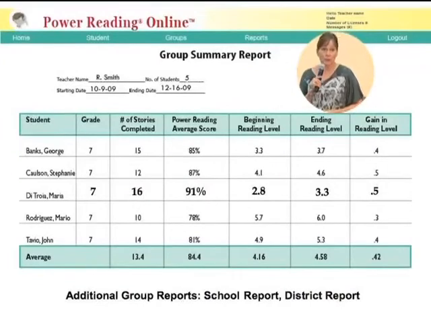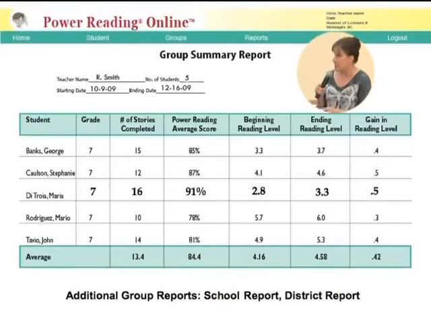This is a group summary report that, as a teacher, has all of your students listed on the same report. So you can collect your data for those kids. In this group summary, again, you put in the time frame that you want reflected, and teacher Smith here has 5 students working on the online power reading program. I've enlarged one line so you can see the numbers a little bit easier back here.